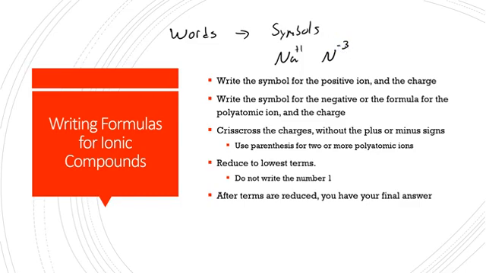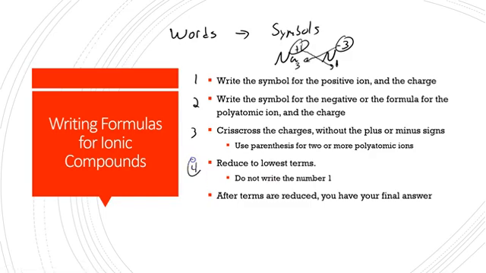So we would write -3. So that was step 1 and step 2. Step 3, we're going to crisscross the charge and we're going to get rid of the sign. So like the 1, we're going to crisscross down here. And the 3 is going to come over to here. And we're going to forget the charge.